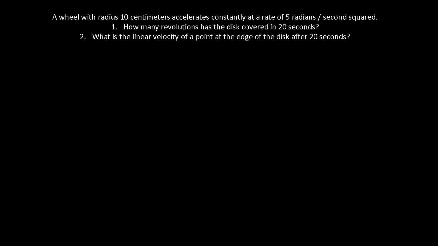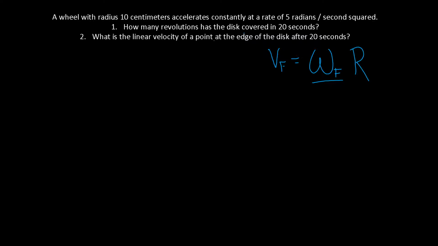The second part of this question is a little trickier. It says, what is the linear velocity of a point at the edge of the disk after 20 seconds? So to solve this problem, we are going to use the formula final velocity equals the final angular velocity times r. And our problem is that we do not know what omega final is.